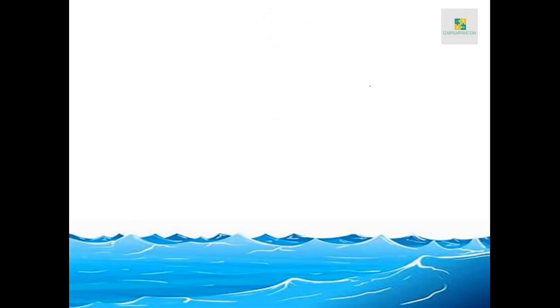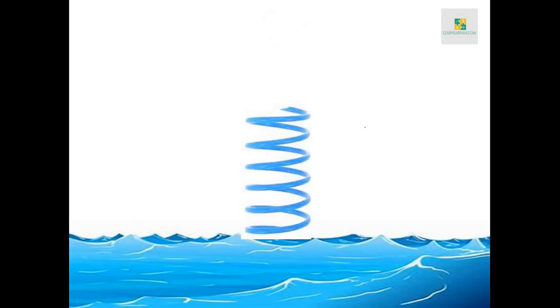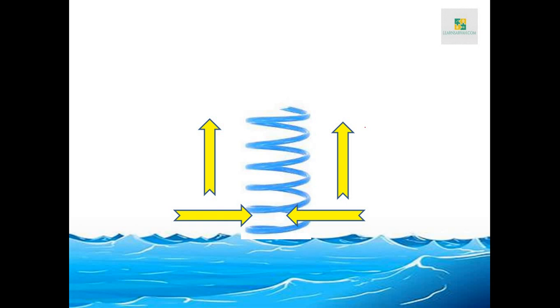Let's see what has happened. Let's see the circulation here. You are having a spiraling up here, and it will be supplied with air from all the sides, and it will be rising up.